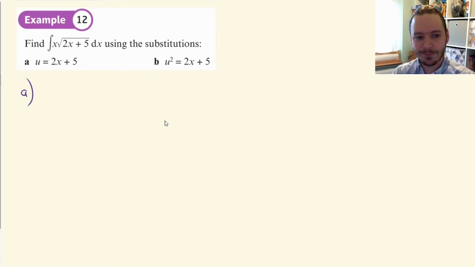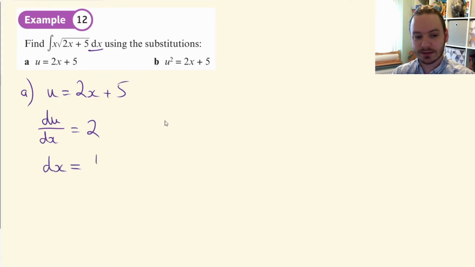So for A, we have that u equals 2x plus 5. Remember, we also will need to replace the dx. So we need to also know what du by dx is. Well, that's just 2. And actually that tells us that we can say dx is a half of du. And we now have enough information to replace every instance of x in this integral.